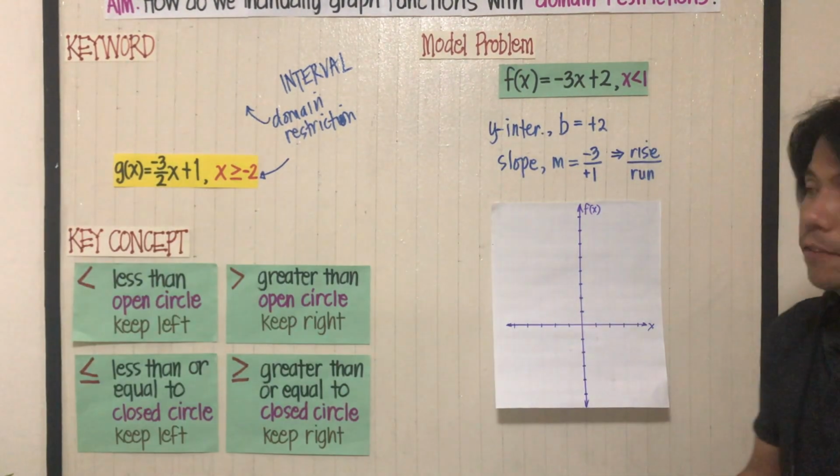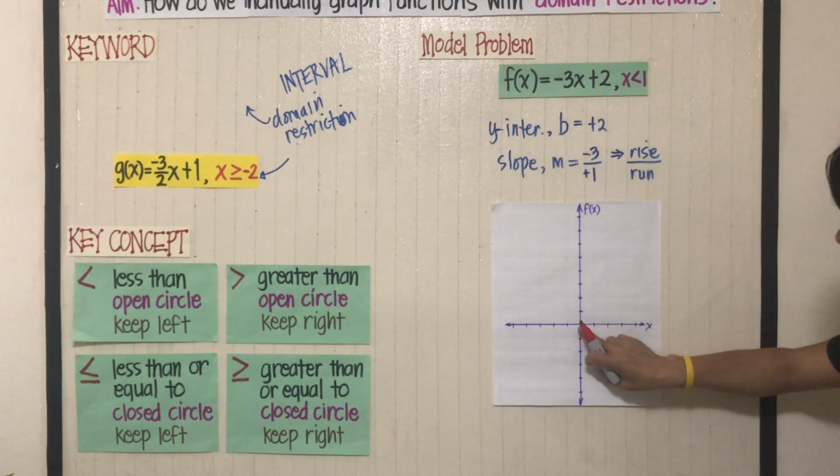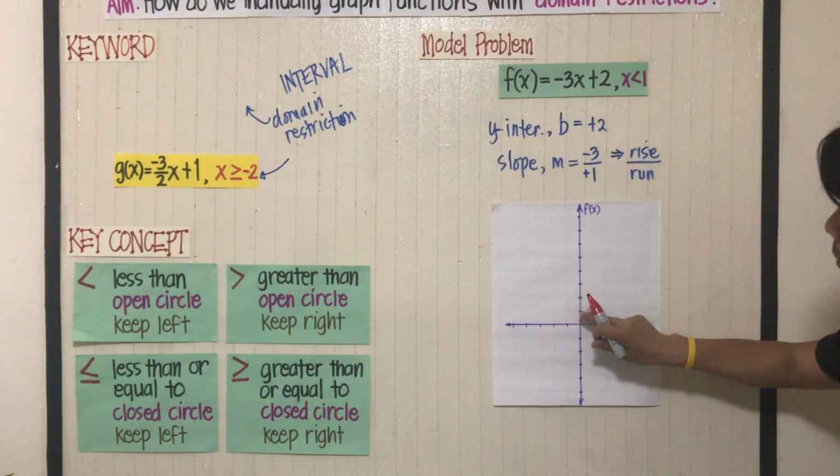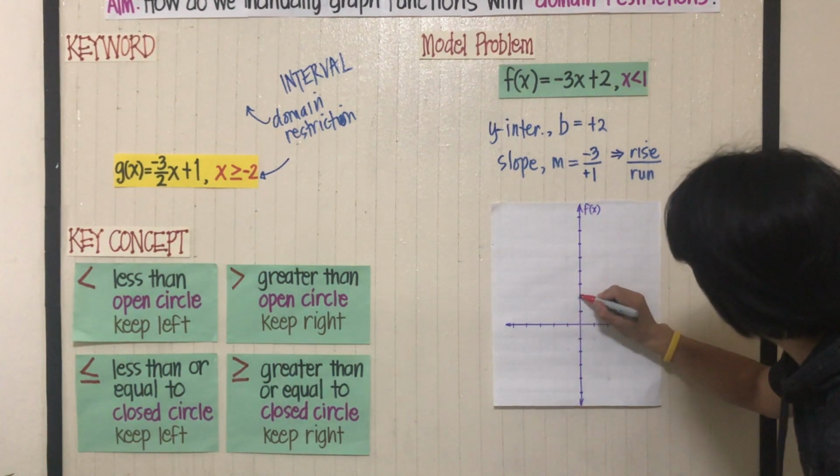Now we're ready to graph it. Let's start with the y-intercept, positive 2. If I'm at the origin, I go up two steps: 1, 2. That is my y-intercept.